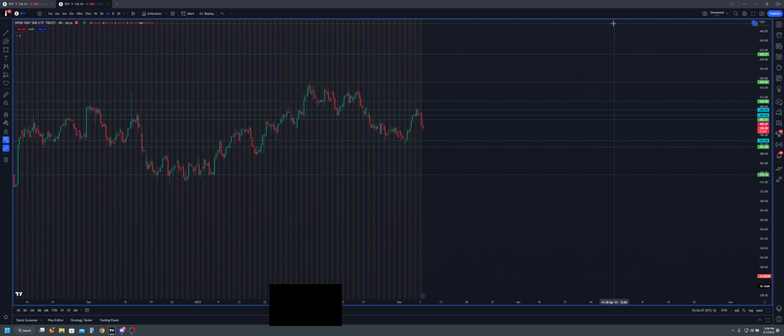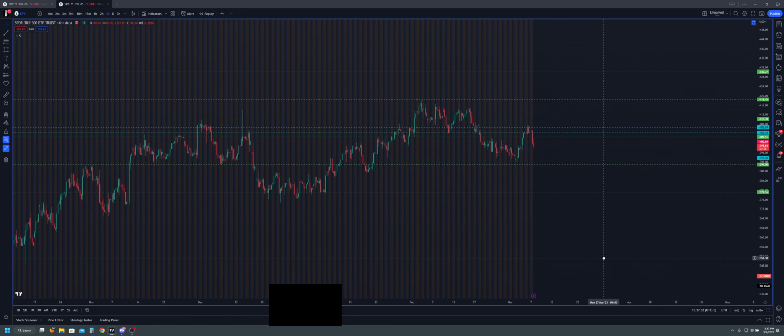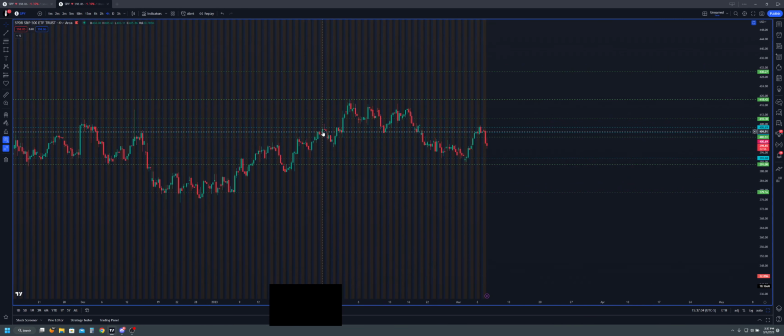Do you not do it at the wick? You do it at the body as well. Yeah, it just depends what it's looking like. I try to mark right here instead of the wick, because if I did the wick, it does touch this up here. But I like the way these candles were just holding right under that line.